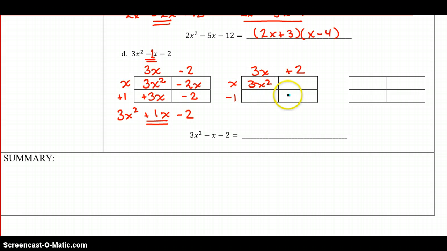We get 3x squared and our negative 2 for first and last terms. But now we're going to get a positive 2 times x, so plus 2x, and a negative 1 times 3x, so negative 3x. So again, when we combine like terms, negative 3x and a positive 2x, we get minus x and minus 2. And again, this matches the expression we started with. Okay, so 3x squared minus x minus 2 factors as the quantity 3x plus 2 times the quantity x minus 1.